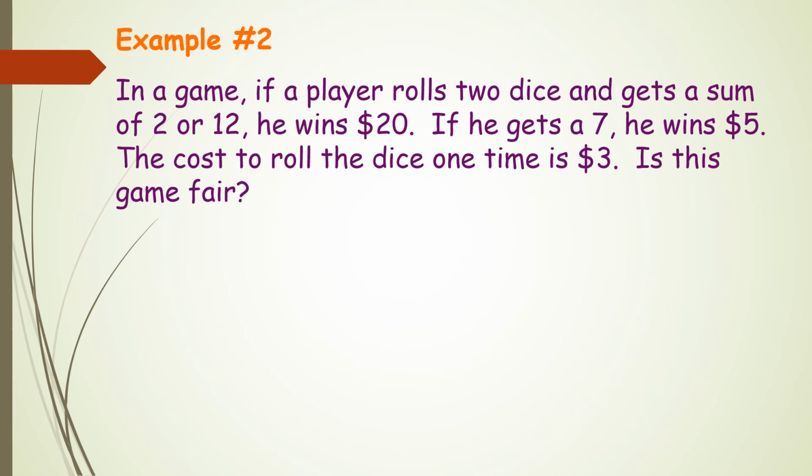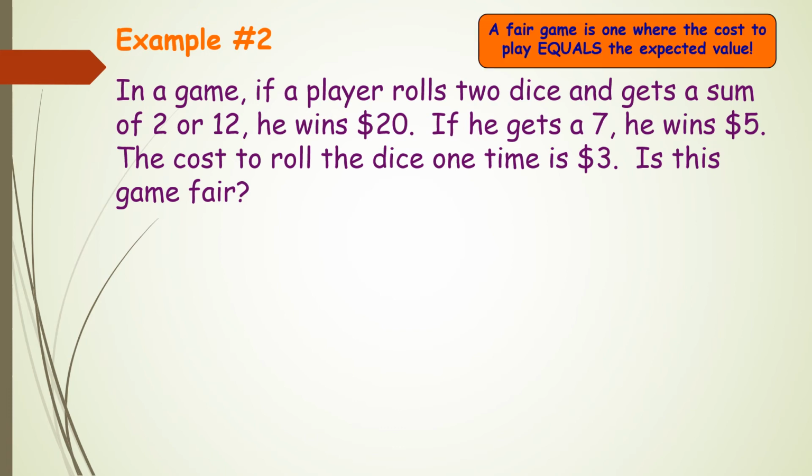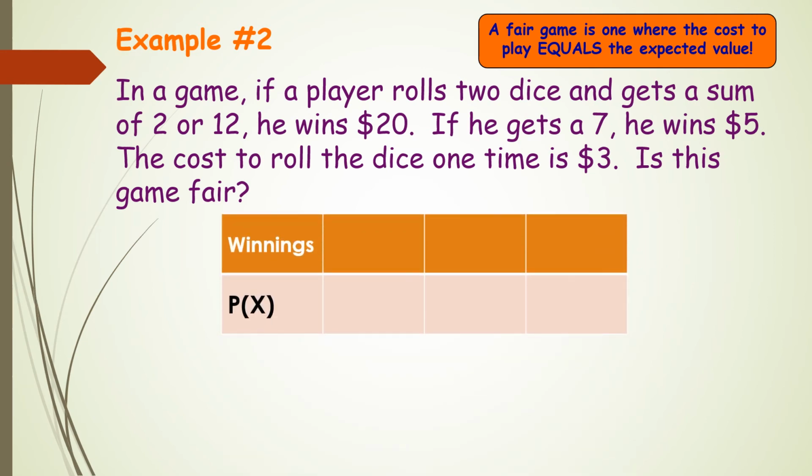Is this game fair? Well, in statistics or probability, a fair game is one where the cost to play equals your expected value, or the average of the game. So we need to find the expected winnings that could come out on average for players. So we're going to make a probability distribution table. X is going to represent our winnings, and the probability of the winnings is what we need to figure out.